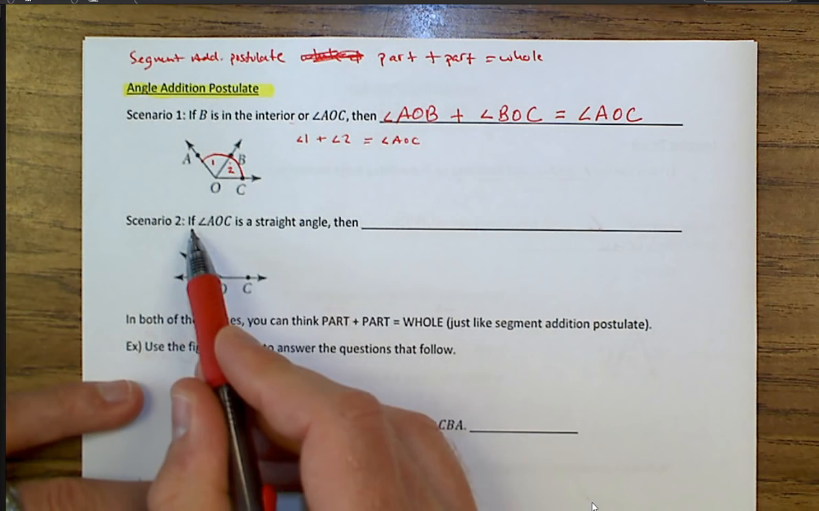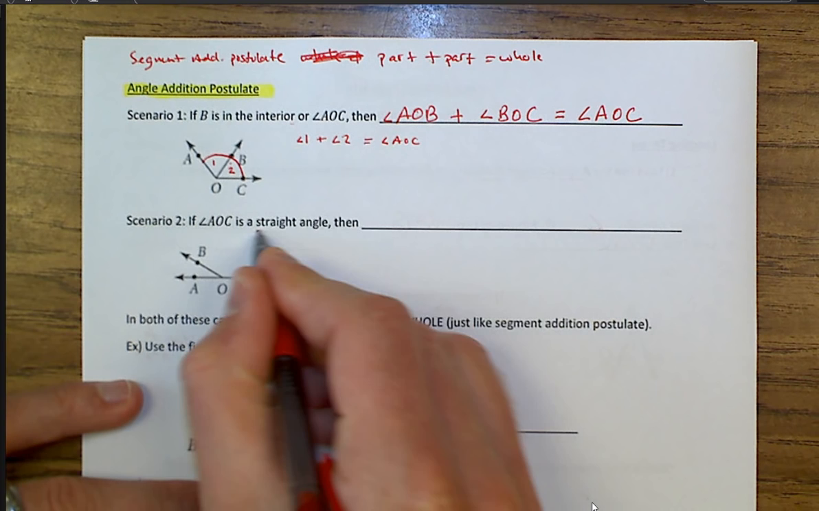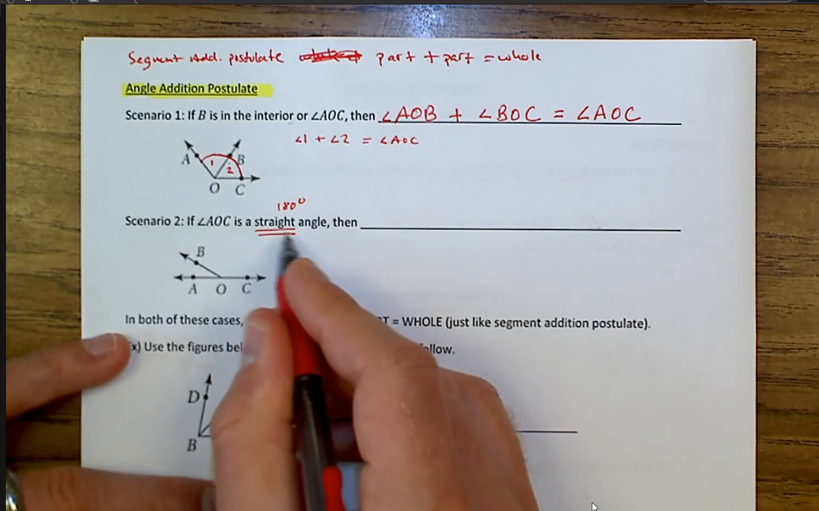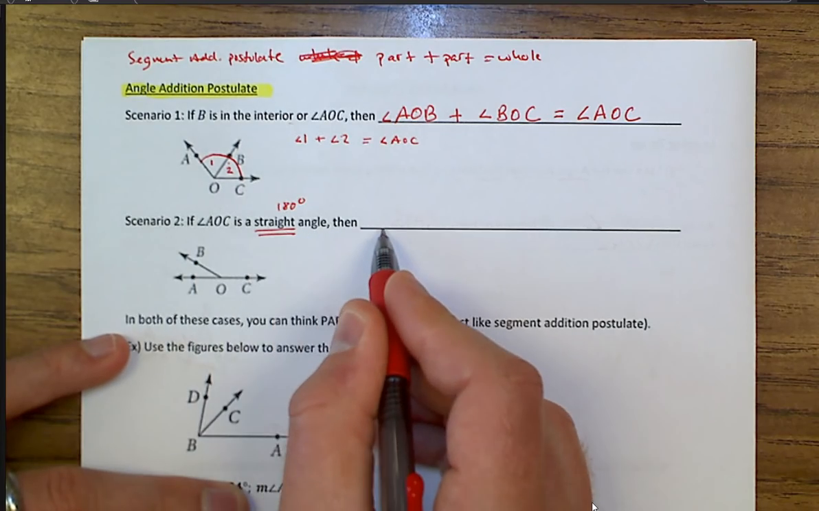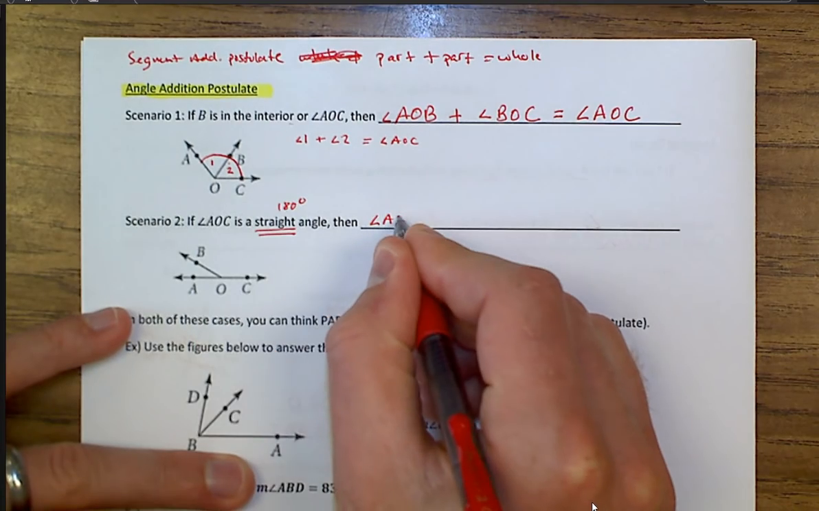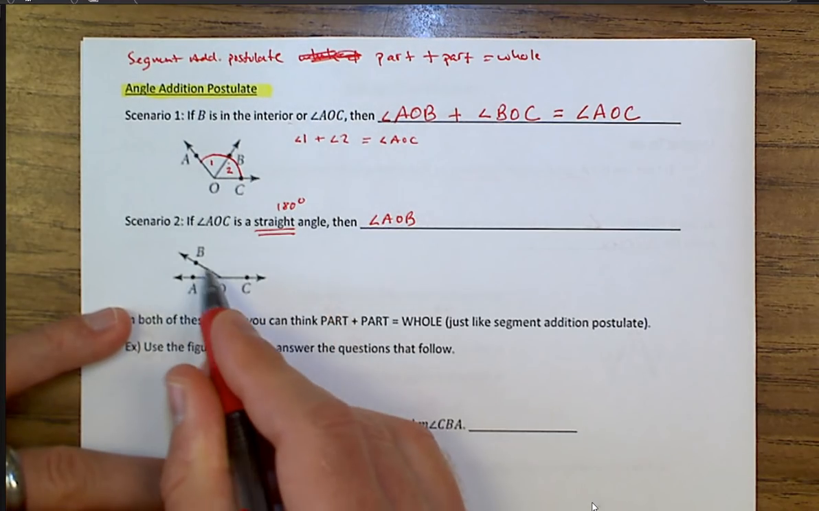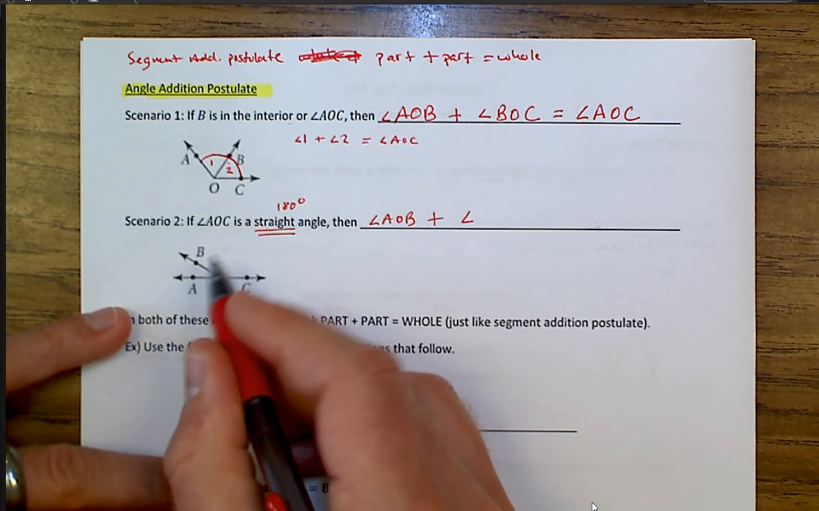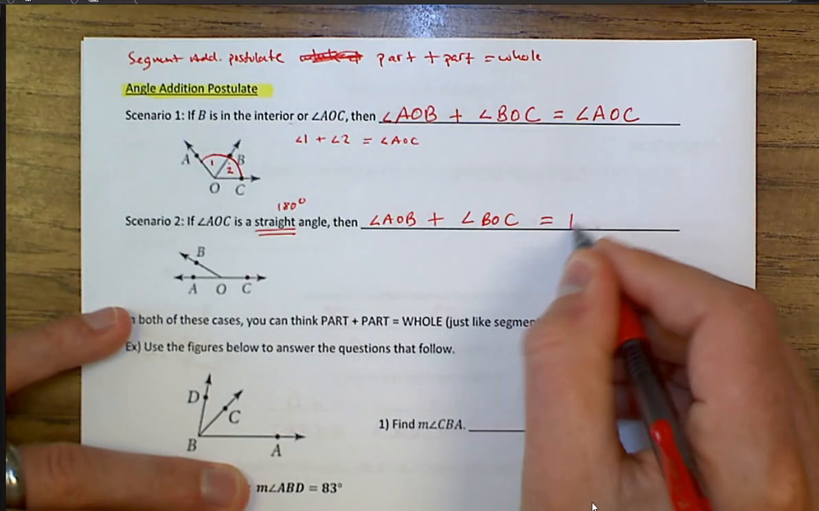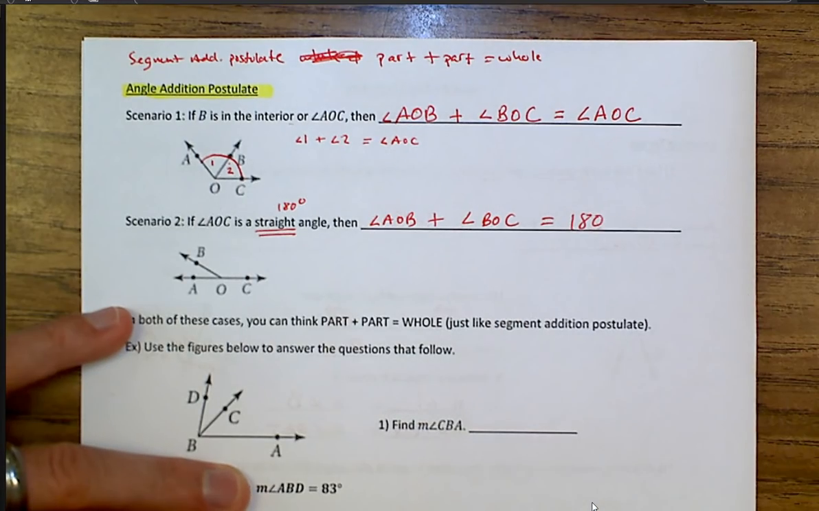If AOC is a straight angle, now key word there, straight angle, what does that mean? That means 180, right? So if AOC is a straight line or a straight angle, then what do we know? Well, take a look here. I know that angle AOB plus angle BOC has to equal 180 degrees because it's equal to a straight line.